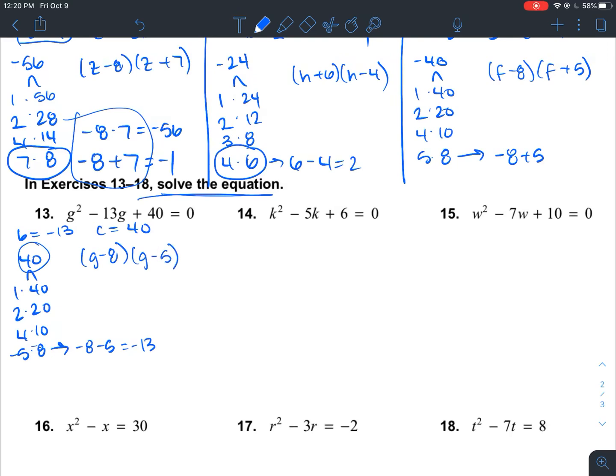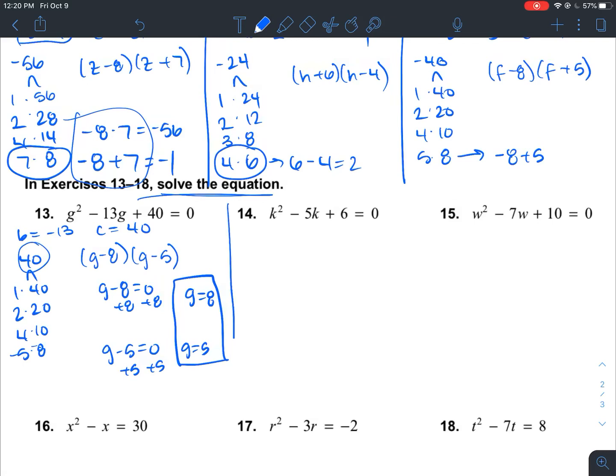Okay, now we use the zero product property. So we take g minus 8, set it equal to 0, g minus 5 equal to 0. So we add 8 to both sides, so g equals 8, plus 5 on the other, so g is equal to 5. So this is a solution to the equation. So we have to factor first, like this, and then find the solutions. This is what we did last time, using the zero product property, right? Okay. Let's do one more example.